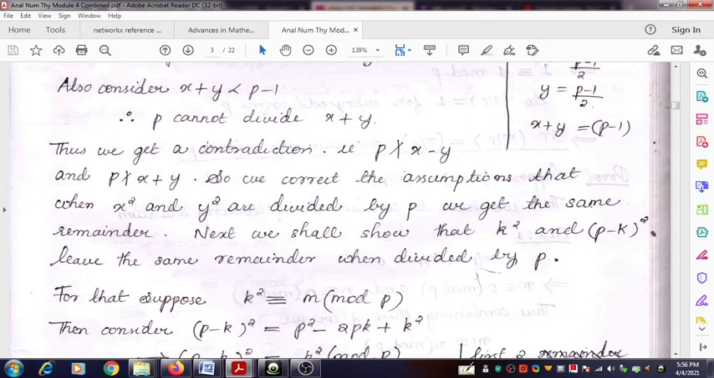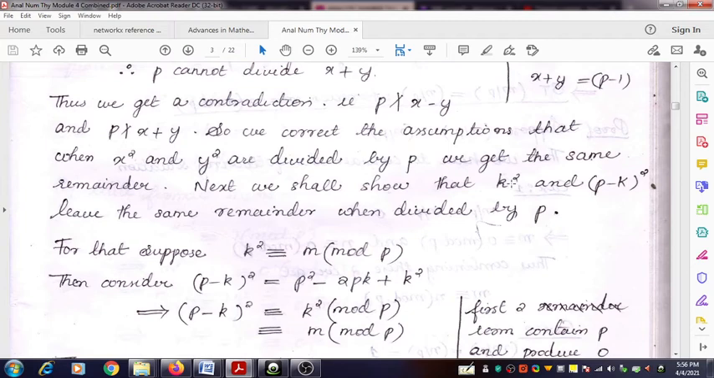Okay, then we are going to show that you take its square, that is k square, and also you consider the quantity obtained by subtracting k from p, that is p minus k, and we consider its square. So you have to consider the number k which belongs to that interval and that range, and the number p minus k, and its square.